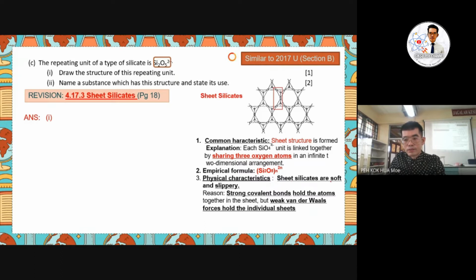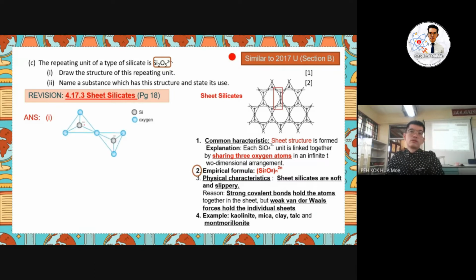Sheet silicates are soft and slippery, because within each sheet they are bonded by covalent bonds, but the individual sheets are held together by weak van der Waals forces. You also have to memorize examples. If you memorize all of this, you can do this question. First, with this empirical formula, you have to draw the structure, so you have to memorize the structure here. Here we have silicon 2 will be this.